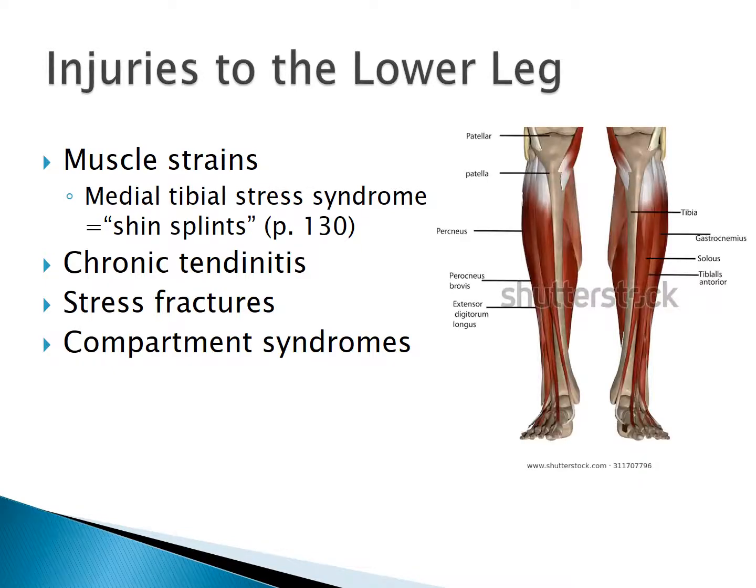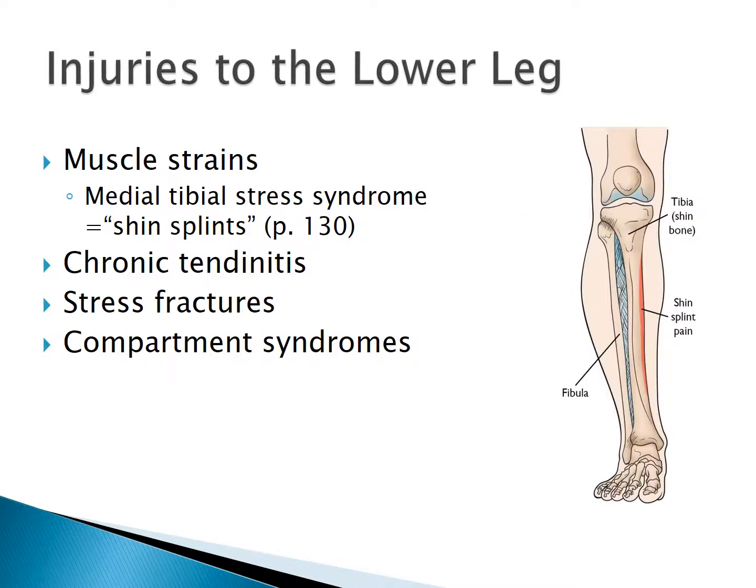The gastrocnemius or calf muscle, anterior tibialis, peroneals, and posterior tibialis are commonly strained in the lower leg. Medial tibial stress syndrome, also referred to as shin splints, is classified as a strain to the posterior tibialis muscle, and details about this pathology can be found on page 130 in your textbook. These injuries often present with pain, stiffness to the muscle group, discomfort with activity, and weakness.